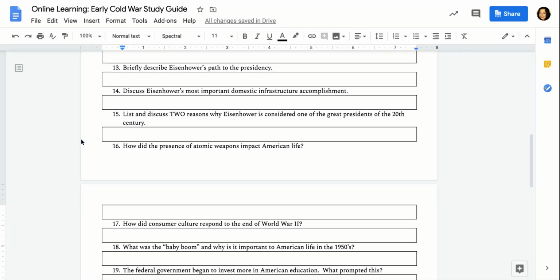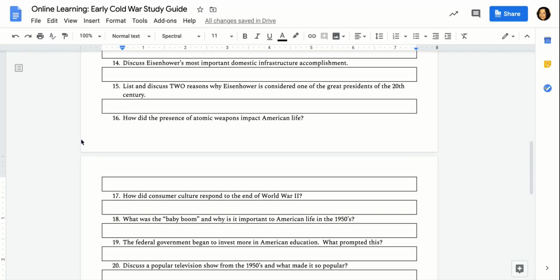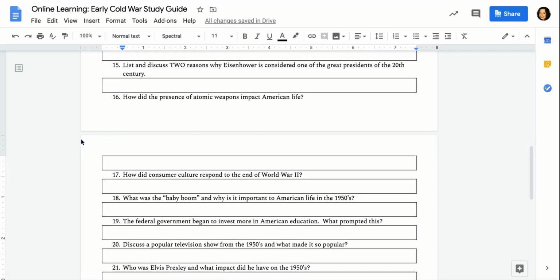Number 13, this is segueing to that Eisenhower lesson. Describe Eisenhower's path to the presidency. So just a sentence or two. What did he grow up doing? What was his life before he became president? And how did that kind of lead him to be president? Number 14, discuss Eisenhower's most important domestic infrastructure accomplishment. Hint, it's something you drive on. And why was it so long lasting? Why is it considered such a huge accomplishment?